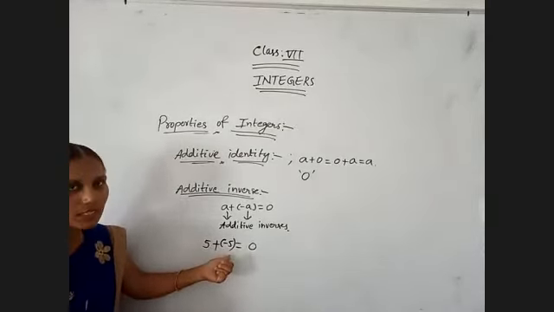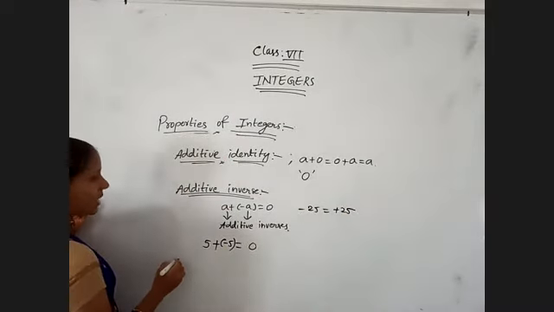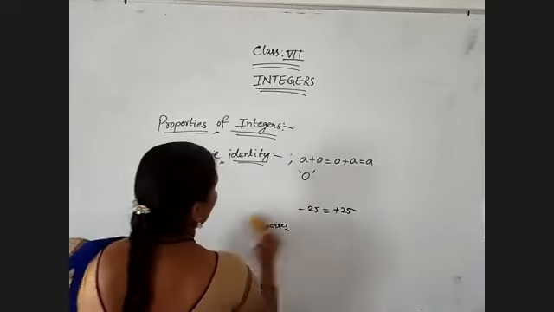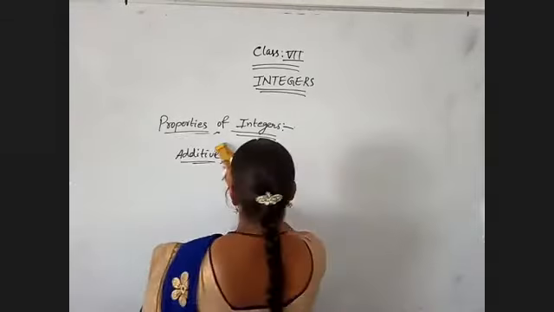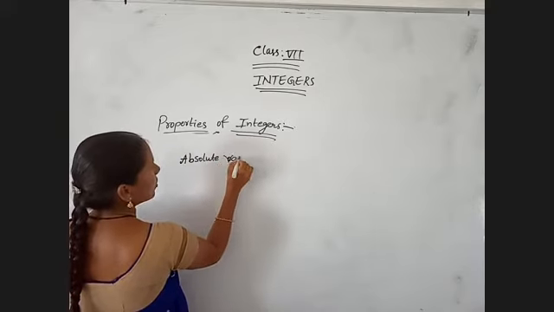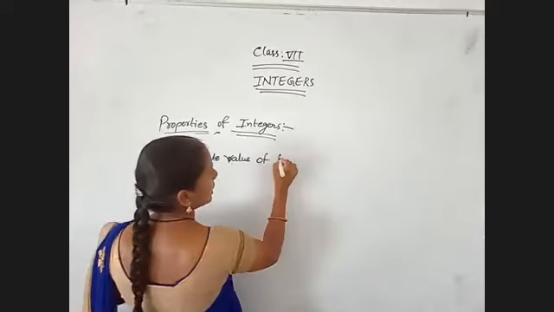What is the additive inverse of minus 25? That is plus 25. And I want to tell you one more topic, that is absolute value. Absolute value of any integer. This topic I did not explain to you, so listen carefully. Absolute value of any number, absolute value of any integer.